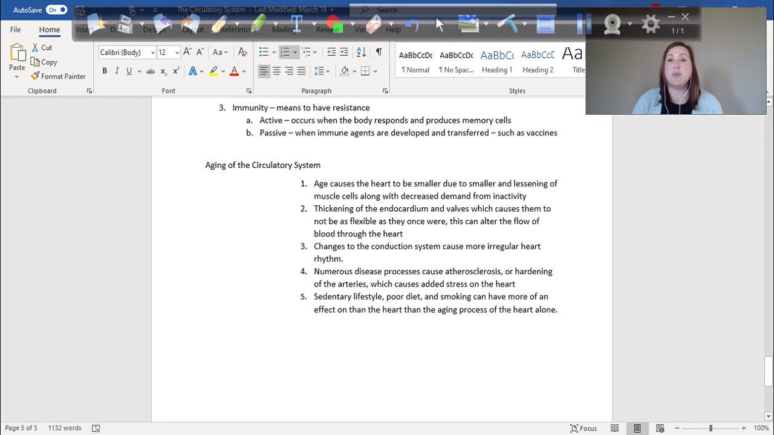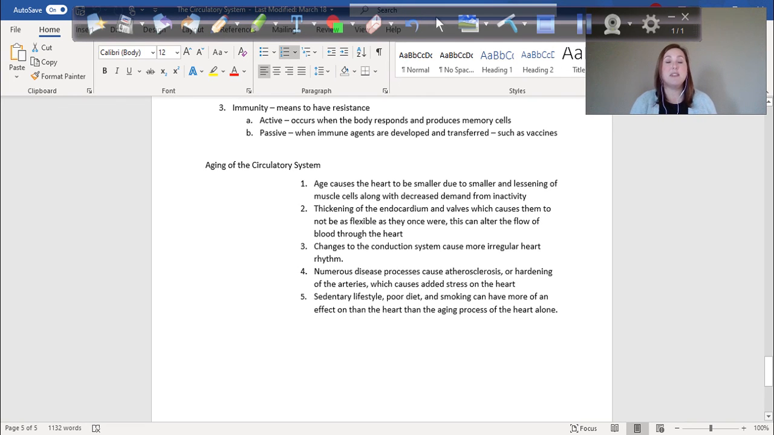Sedentary lifestyle, we mentioned when you're inactive, there's not as much demand, which makes your muscle weaker. Poor diet can also affect. So if you're eating a lot of cholesterol, you're having hardening of those arteries. The heart has to work harder to push blood through the body.